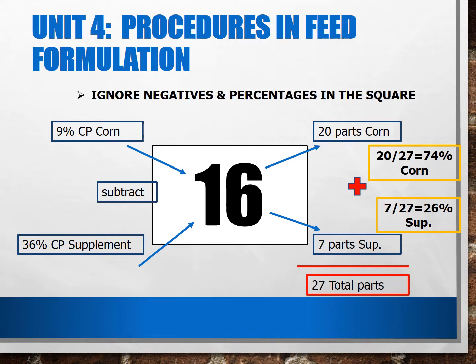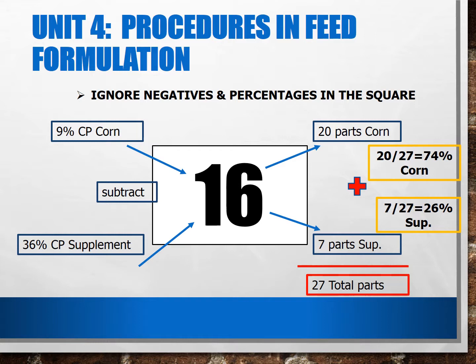Bottom line, one thing again to reinforce here is ignore negatives. I understand that if you take 9 minus 16, you get a negative 7. Ignore that negative. Don't worry about it. Even though many other mathematical rules that you've been taught would say that's going to be a negative 7, not in this instance. And don't worry about the percentages here. Even though it's 9% crude protein corn, it's just 16 minus 9 and 36 minus 16. Don't worry about the percentages when you cross that Pearson square diagonally there.